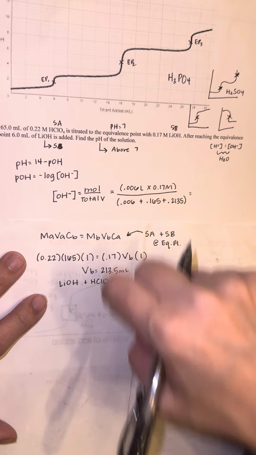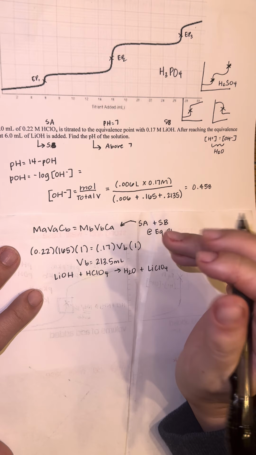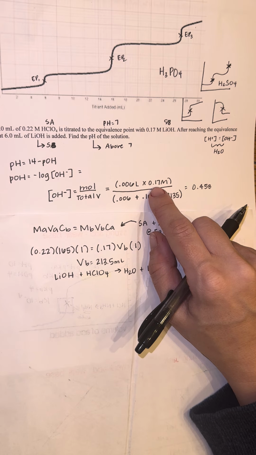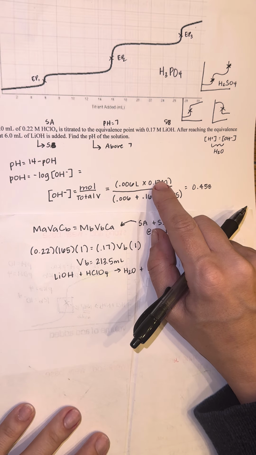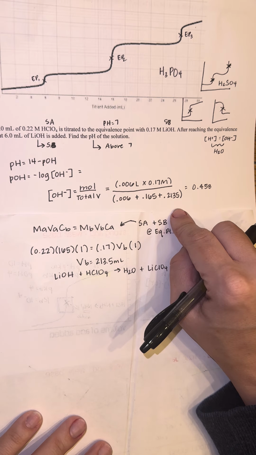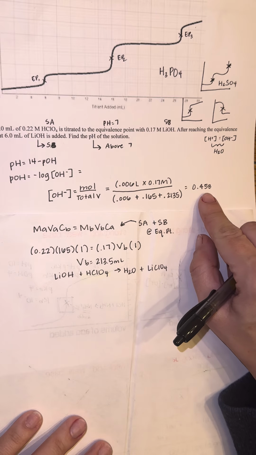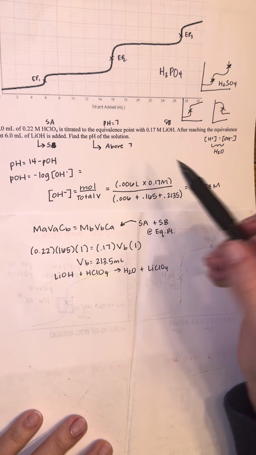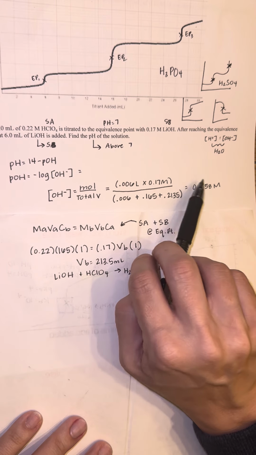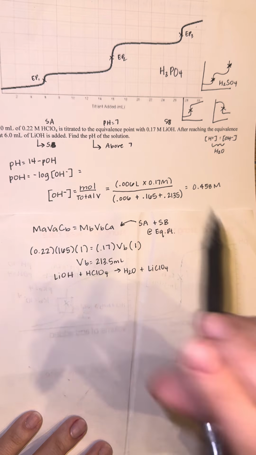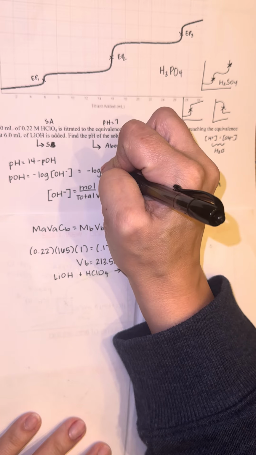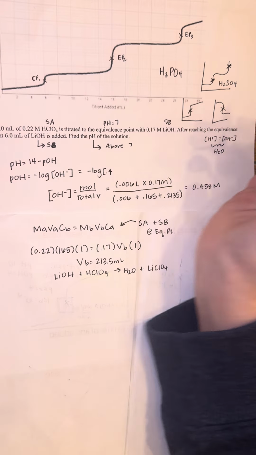Take the negative log of it, 14 minus. Okay, so when I did my moles, molarity times liters of my hydroxide that I added in at the end, over my total volume of everything, I got a molarity of 0.458. And so since it's lithium hydroxide, it makes 1 hydroxide. That's the molarity of this. pOH is negative log of 0.458.